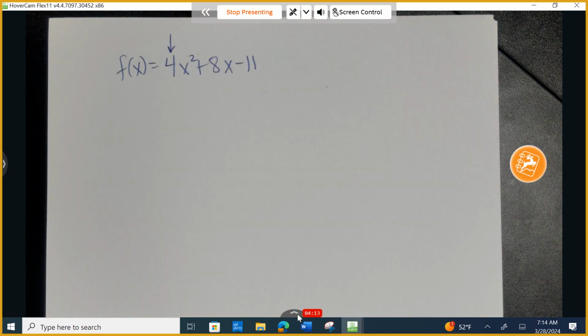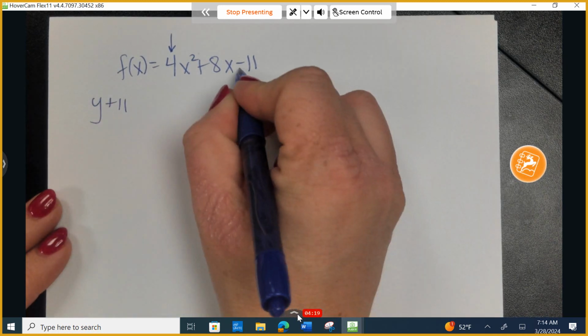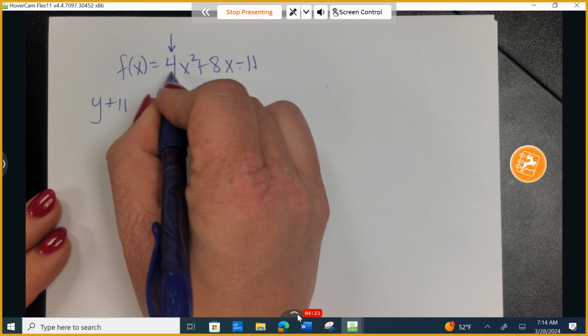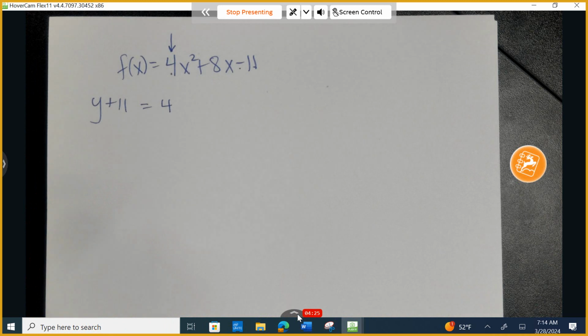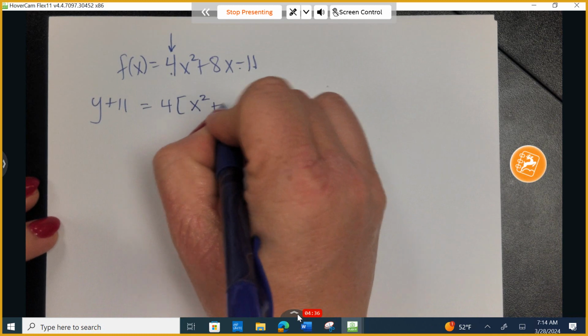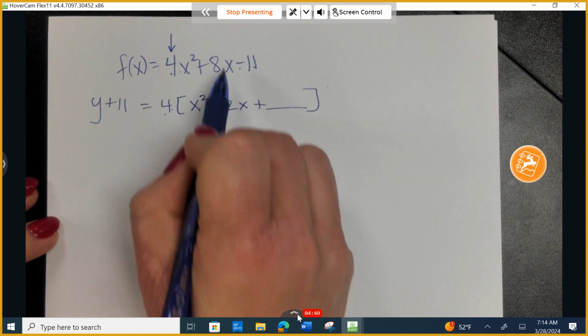All right, I'm putting an arrow above the 4 as a reminder. Again, my goal right now is to rewrite this in vertex form. I'm adding the opposite of 11 to the opposite side, and then anything other than +1 as a leading coefficient I have to factor out. So I need to factor out this 4. 4 times 1x squared, 4 times 2x. And I want to make sure I did this correctly.